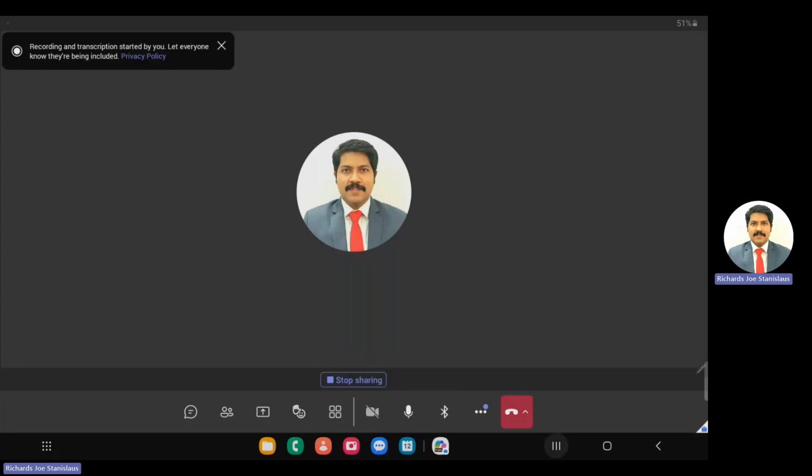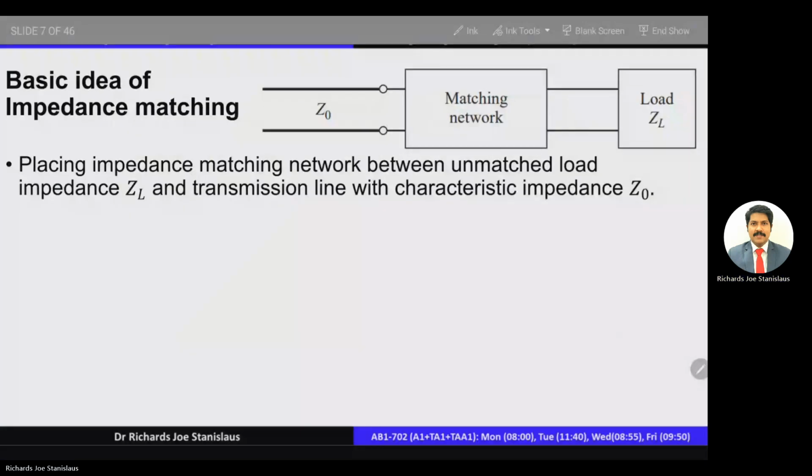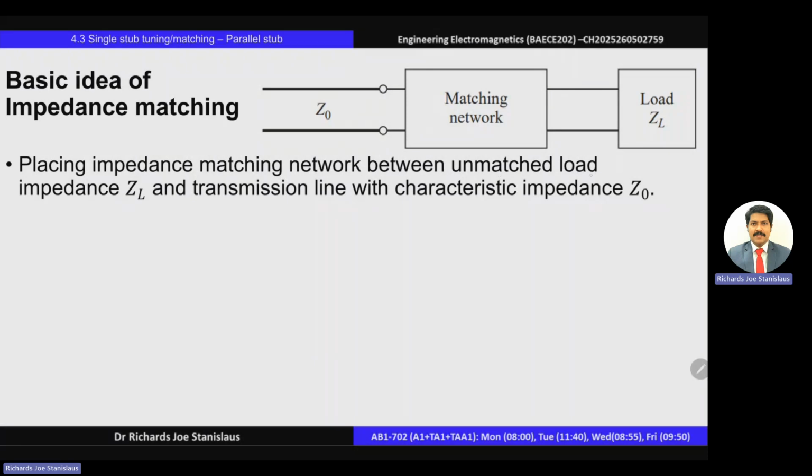So in this video, we are going to discuss parallel stub matching. Again, to reiterate, the purpose of impedance matching is that whenever there is an unmatched load at the end of the transmission line, we attach a matching network along the transmission line so that the impedance seen by the source would be equal to the characteristic impedance itself, right? That is the purpose. So that there will not be any reflection over here and the impedance seen by the source will be equal to Z0 itself.